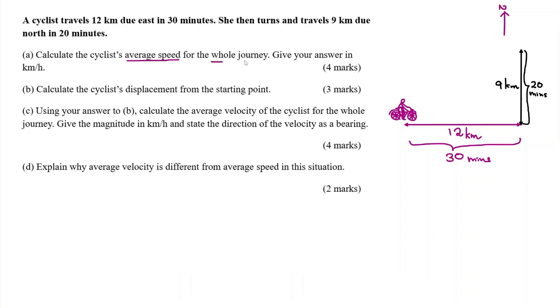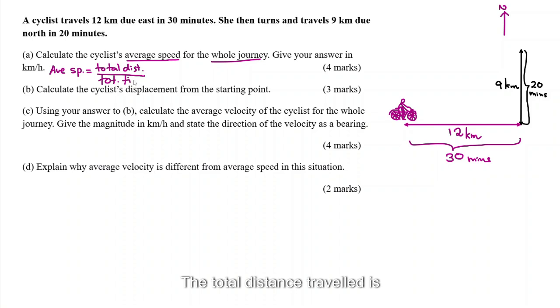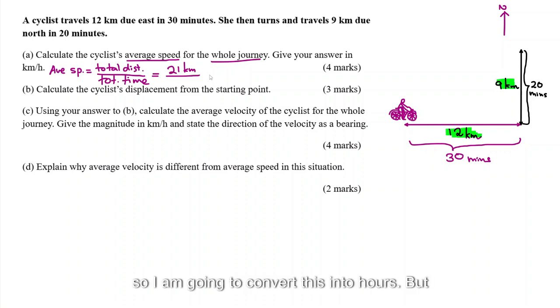Now remember, the formula for average speed is total distance divided by total time. The total distance traveled is 12 add 9. So that's 21 kilometers divided by total time. Now remember, normally we get kilometers per hour. So I am going to convert this into hours. But let's get the total time first.